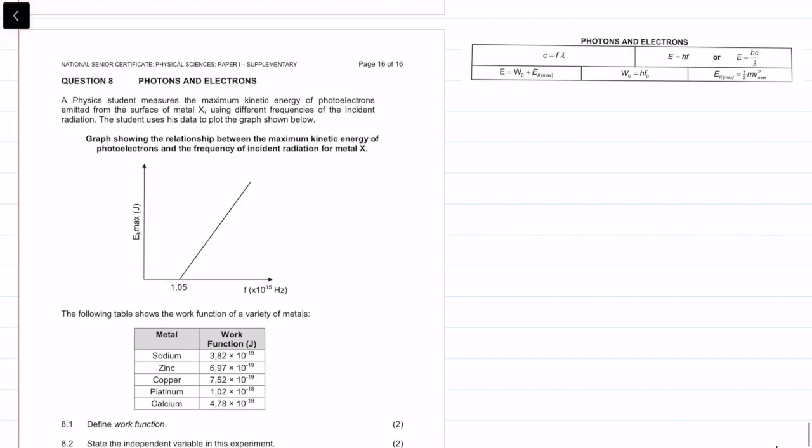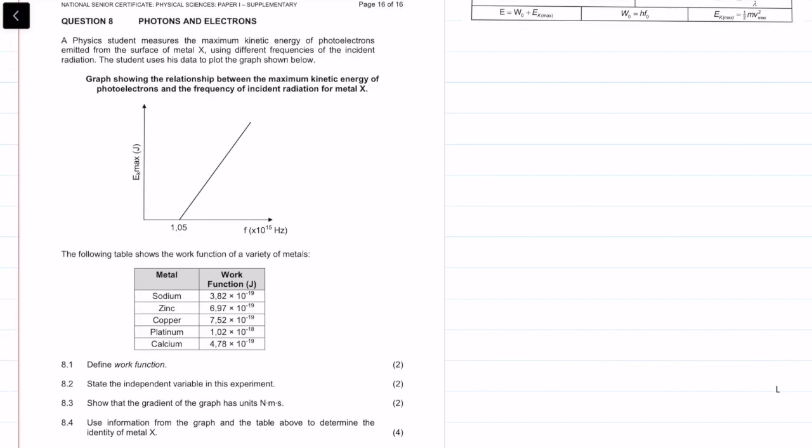A physics student measures the maximum kinetic energy of photons emitted from the surface of material X using different frequencies of the incident radiation. The student uses his data to plot the graph shown below. We've got a nice graph, a table of metals, and the work functions. The first question is a freebie.